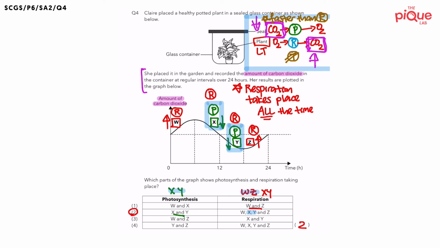Hence, the rate that carbon dioxide is taken in by the plant during photosynthesis is faster than the rate of carbon dioxide given out during respiration, which is why the overall amount of carbon dioxide will decrease when photosynthesis occurs. In conclusion, respiration takes place all the time, and we can tell that photosynthesis has taken place only when we see a decrease in the amount of carbon dioxide, which is why we match points X and Y to photosynthesis and all the letters to respiration, giving us our correct answer to be option number 2.